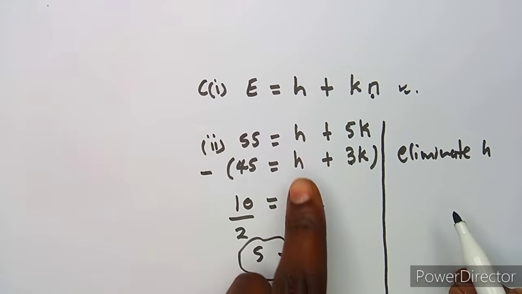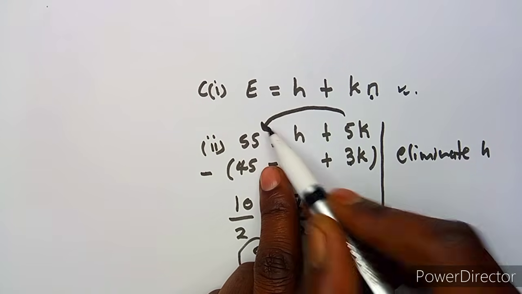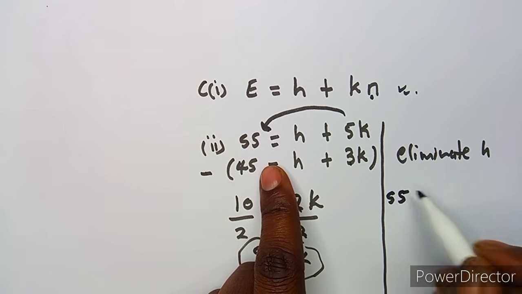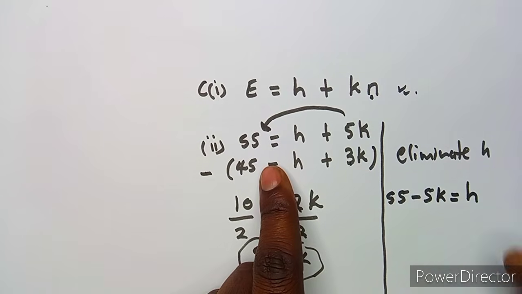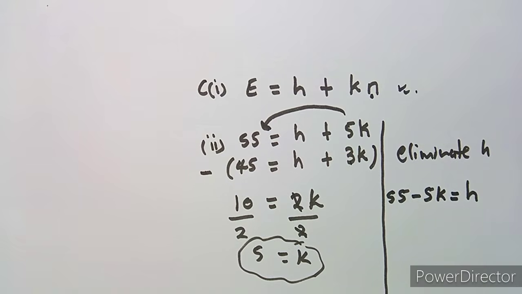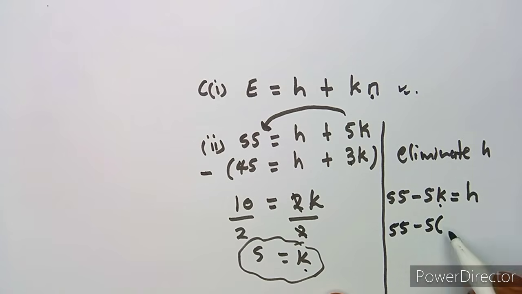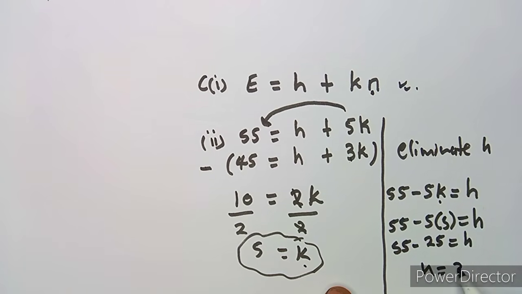So with this value of k, I'm going to use it now to find the value of h, choosing any one of these equations. If I transpose this to this side, it means 55 minus 5k is equal to h, because I want to calculate h. I can easily make h the subject or just substitute, it is fine. So 55 minus 5 times k, our k is 5, is going to give us the value of h. So from your calculator, 55 minus 25 is equal to h. So h is equal to 55 minus 25, which is 30.